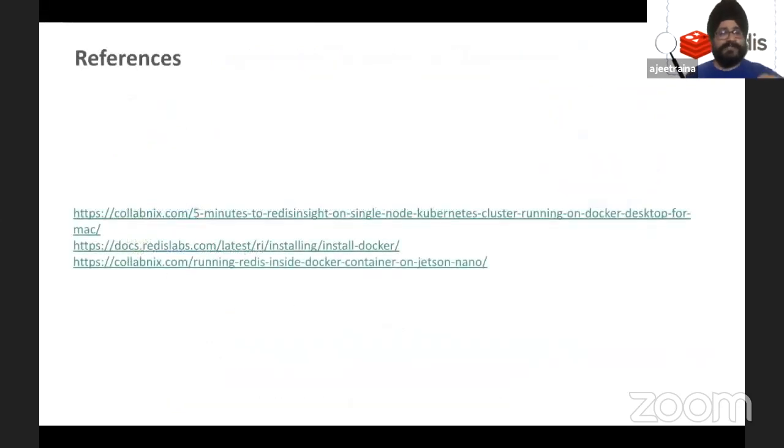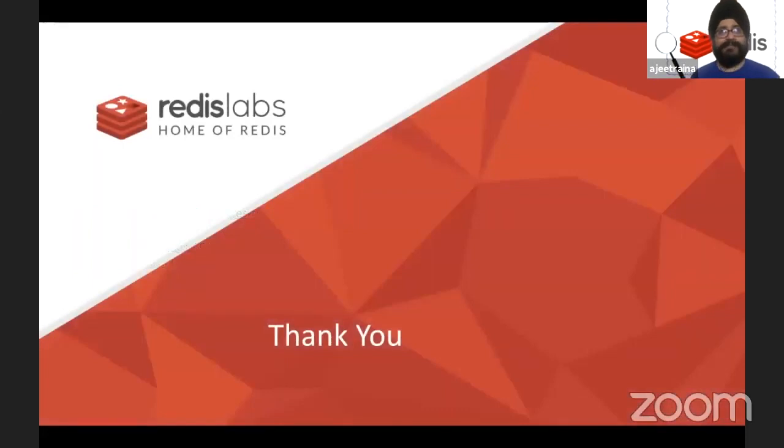Now, these are the references which I was talking about. I have written a few blogs on Redis Active as well as Redis Insight. Do check them out. I also have a few blogs which I have written on running Redis on Jetson Nano, where I want to build a deep learning object detection application. I was trying to replace MongoDB with Redis and see how the performance gets impacted. Yeah, thank you.